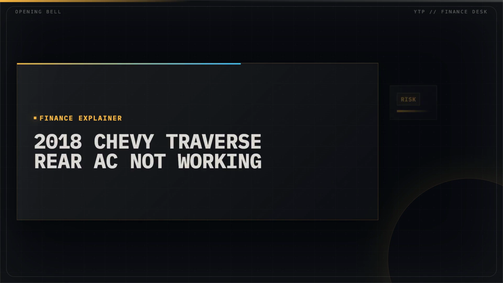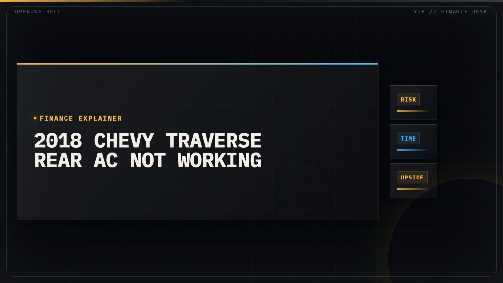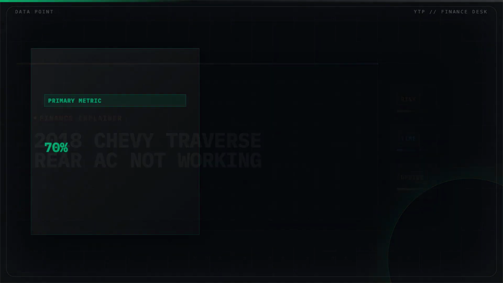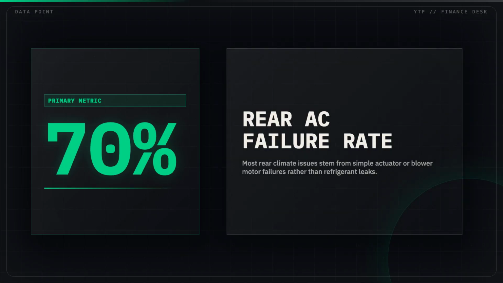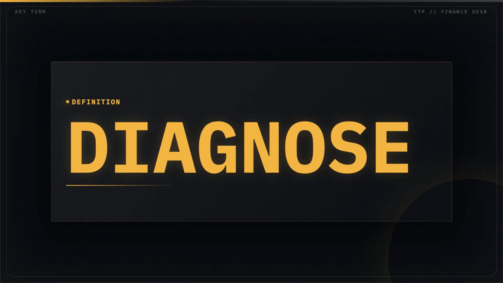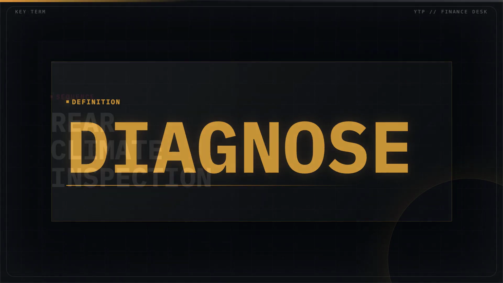If your rear air conditioning in the Chevy Traverse is blowing hot air, let's troubleshoot the common culprits in this guide. Statistics show that over 70% of rear climate issues in these SUVs are caused by electrical components rather than major leaks. Before you take it to the shop, follow this logical path to isolate the problem.